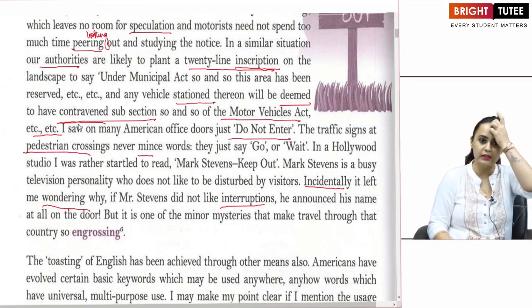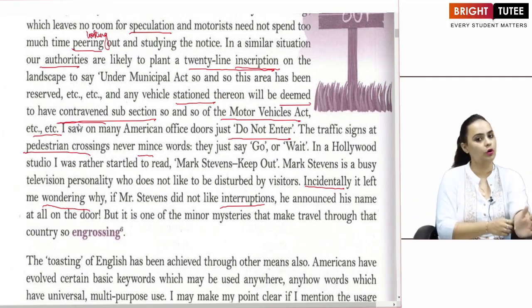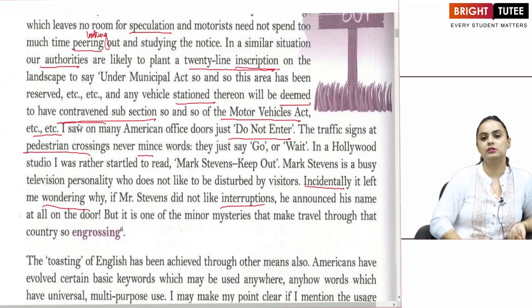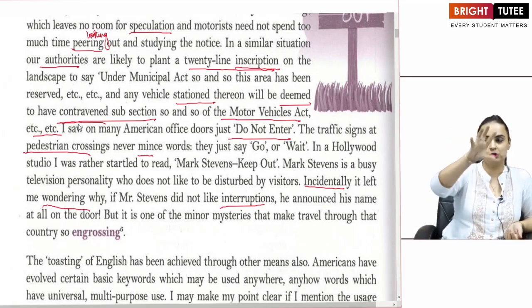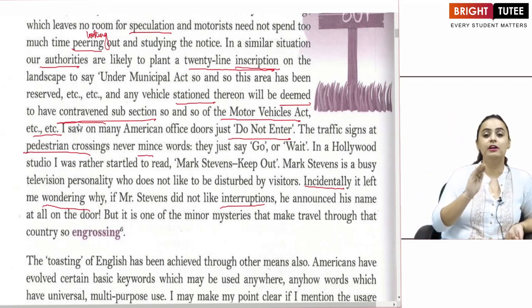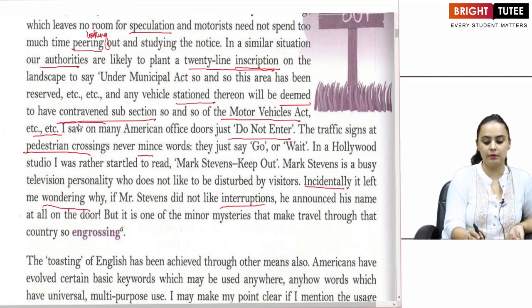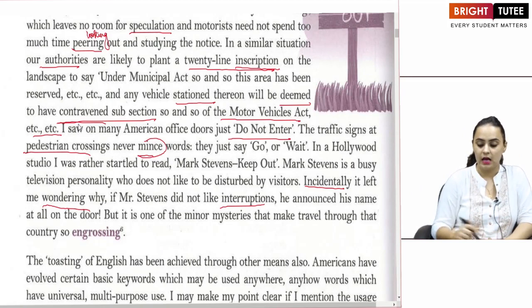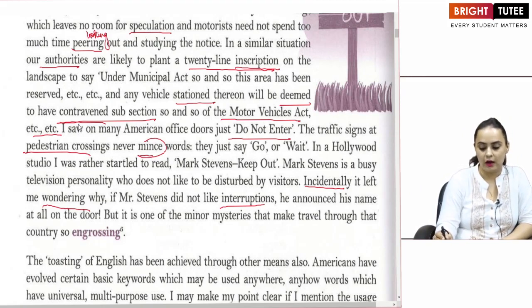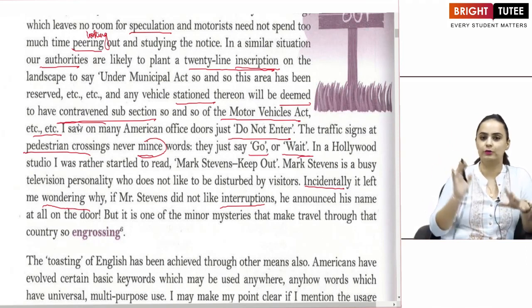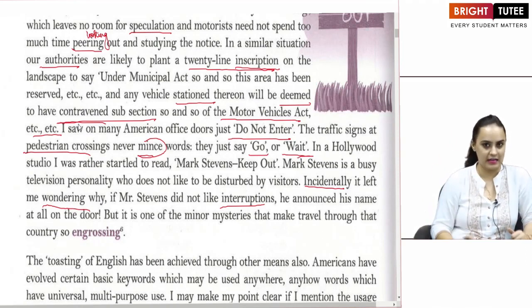We all know who the pedestrians are, the people who walk on foot. On the pedestrian crossings also, what instructions are written are very simple. They never mince words, they never mix the words, they never use any confusing words. Simply, if you have to go, they ask you to go. If they ask you to wait, then you have to wait. So, there is nothing else.